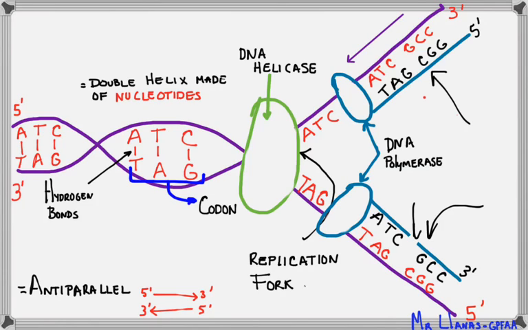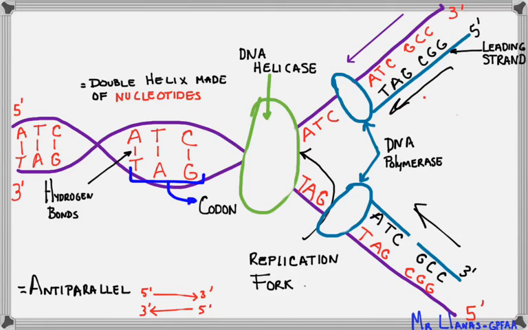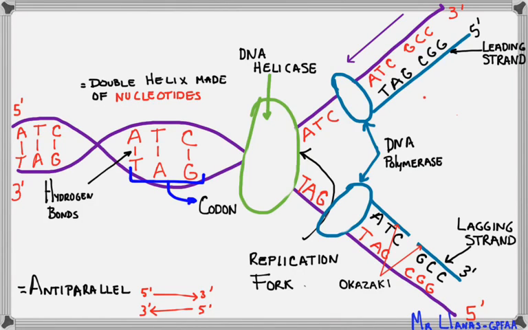There's a break right here, and because of that, this one is going to be called the leading strand. It's called the leading strand because it grows continuously. It doesn't stop. It grows much faster than this one, and the reason for that is because it's growing continuously. The other one, the one that grows in fragments, is called a lagging strand because it's lagging a little bit behind the leading strand. It's made in fragments, and those fragments are called Okazaki fragments. They're going to create this little gap right there.